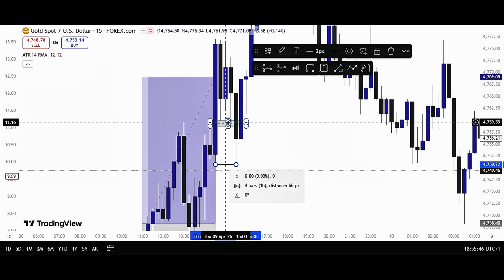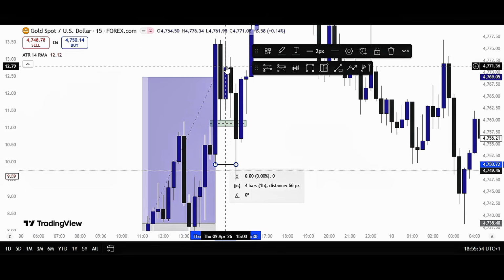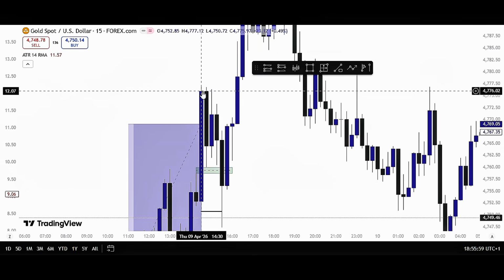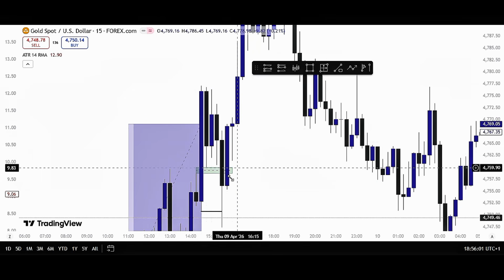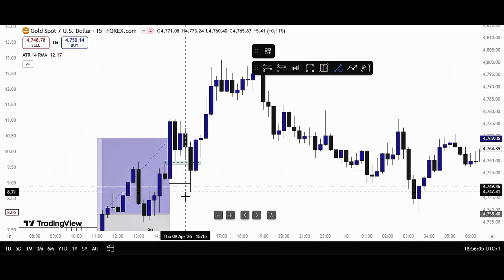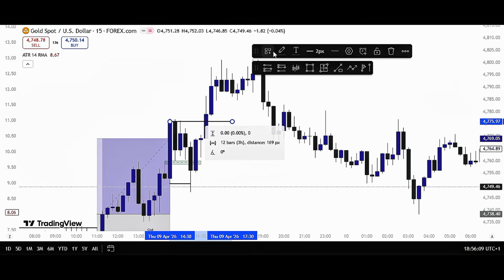So we need price to react from this fair value gap or this low and then close above the highest price on the previous candle, not on the current candle. Alright, this is the current candle. You're not looking at this one, you're looking at the previous candle here. So this is what happened exactly. As you can see here, price reacted, went back upwards, and then closed above here.